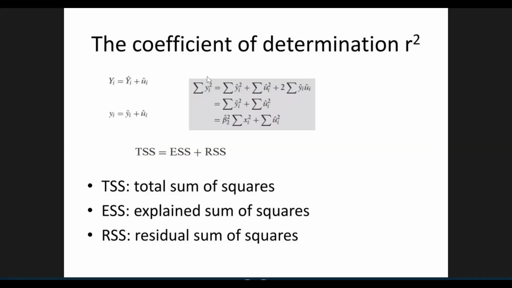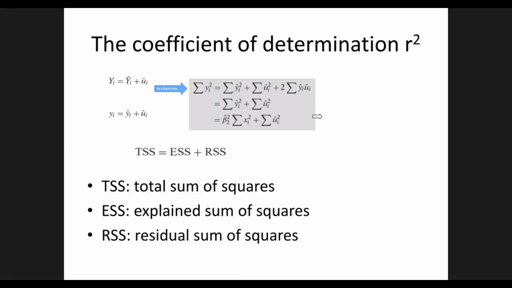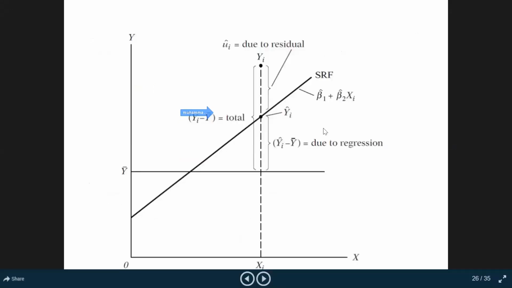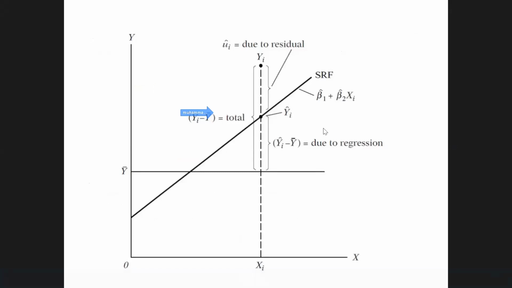So to find out the coefficient of determination r square, you have to find out the total sum of squares, explained sum of squares, and residual sum of squares. Total sum of squares equals explained sum of squares plus residual sum of squares. Now, the formula for the total sum of squares is this one, summation of y i squared, and at the end you will get this one. So here it is a graph. We already studied this one in the previous segment.